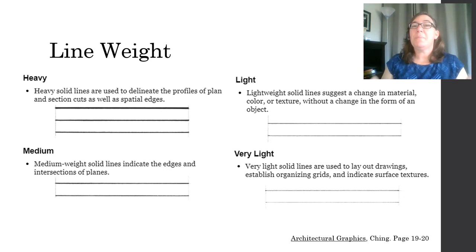Light lines would be maybe a change in material or texture and not a change in the form. And finally, very light lines. They're going to be used to lay out your drawings, establish your grids. These are your guidelines. And you might also use very light lines to show some surface textures.